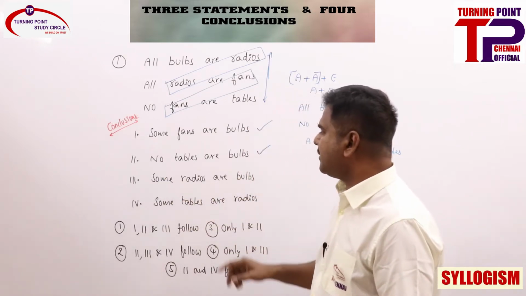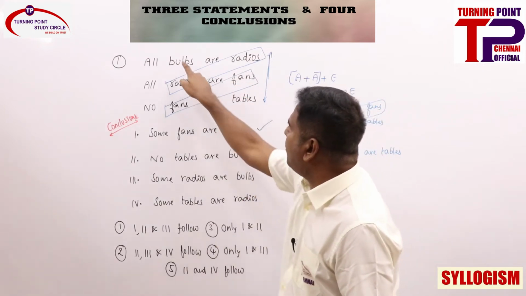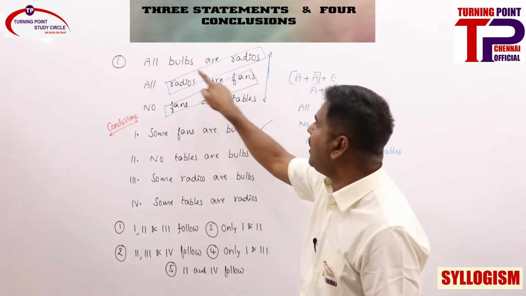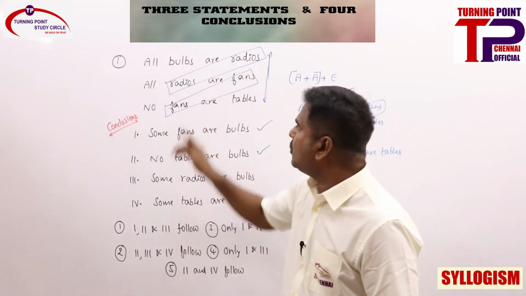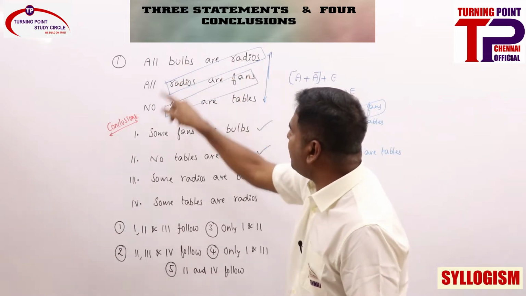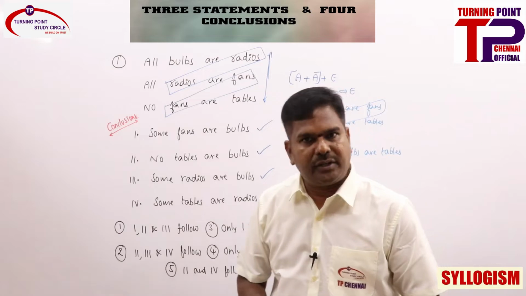Some radios are bulbs. Where are the relevant statements? Where is radio and bulb? But if you observe keenly, in the first statement itself we have both bulbs and radios. So A can be converted into I. So all bulbs are radios can be converted as some bulbs are radios or some radios are bulbs. So the third conclusion follows directly from the first statement.